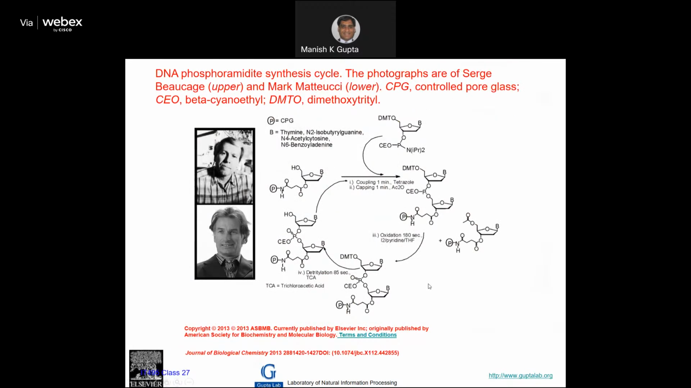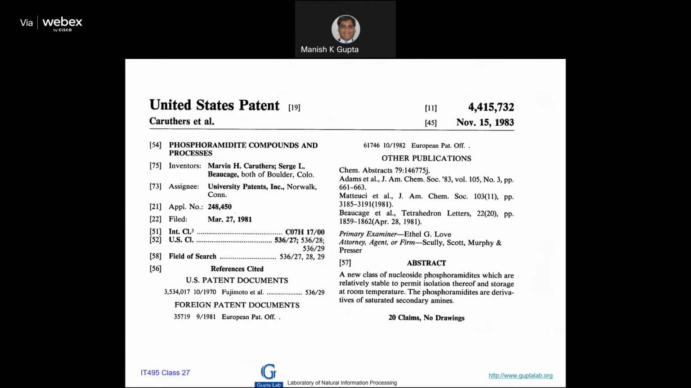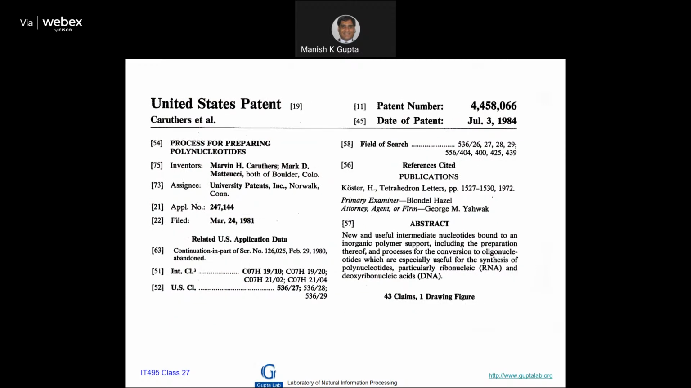Again, this is the same 4-cycle picture I have shown you from some other source. In fact, this is the patent that Marvin filed with his student Serge in 1983. He filed another patent. These 2 patents created around a $45 billion industry. You see, 2 patents, great discovery in science and technology, right? So this is something interesting. These are the 2 patents which are important.